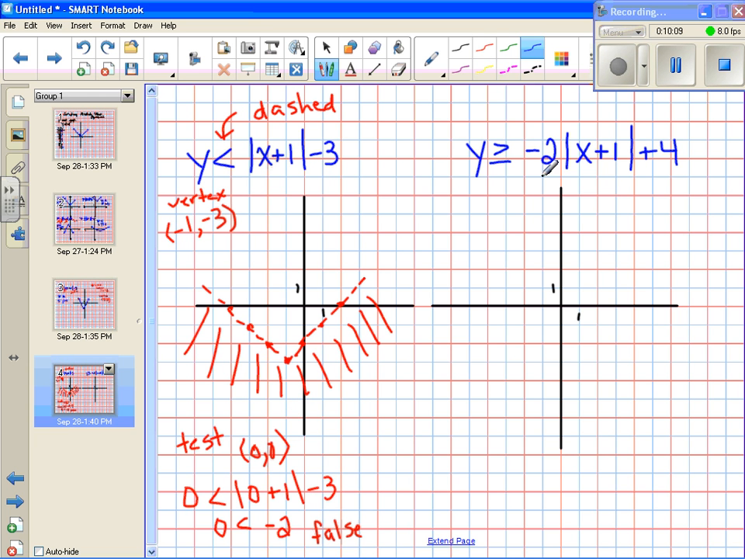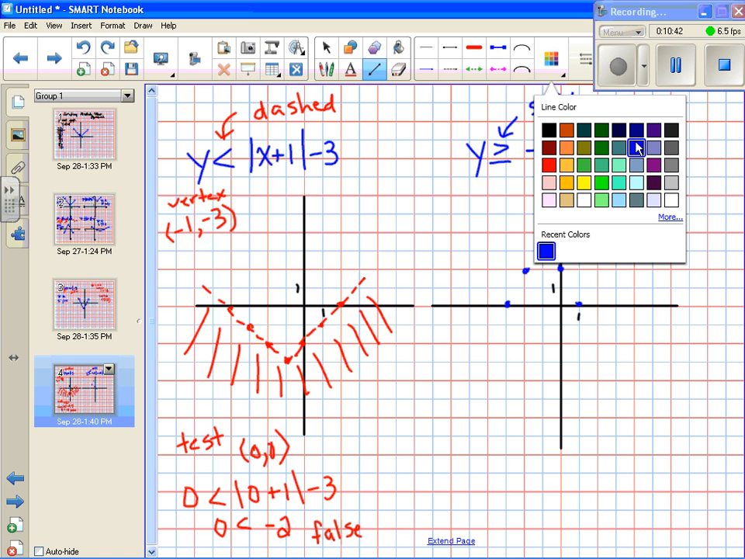On the next one, we're going to start by plotting the vertex, -1, +4. Notice this is going to open down because it's negative. I have a slope of 2, so it's going to be steeper. So down 2 over 1. Continue that pattern, down 2 over 1. Because it includes the equal to part, this is solid. So we're going to draw in this line, or our V shape.